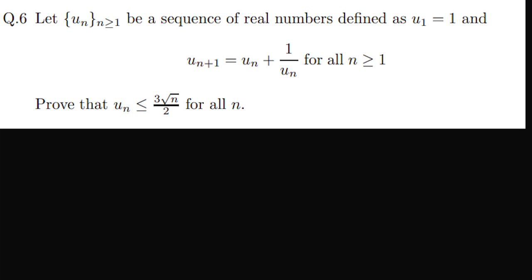Now the sixth question is, we are given the sequence of real numbers defined as u1 = 1, and u(n+1) = un + 1/un for all n greater than or equal to 1. Now if we find u2, it is going to be 1 + 1, which is 2. u3 will be 2 + 1/2, which is 2.5.